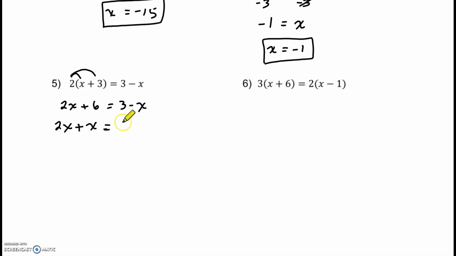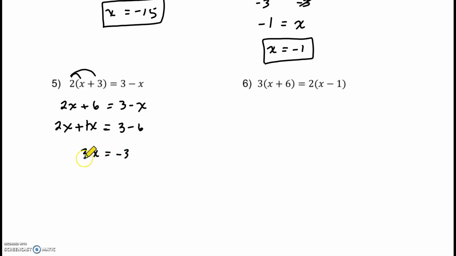On my right, I have 3. I want to leave that where it's at. On my left, I have positive 6. So positive 6 is going to come over, across the line, changes to a negative 6. Okay, we need to take care of our adding here. So we got 2 plus 1. That gives me 3x. And then on my right, 3 minus 6 is a negative 3.